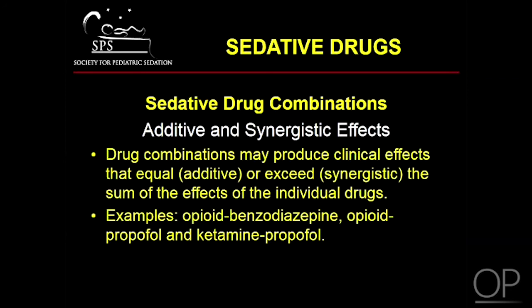Note that while synergy confers an advantage in achieving desirable drug effects, the undesirable effects will also increase. For example, combinations of opioids and benzodiazepines elicit synergy for sedation and analgesia, but also for respiratory depression. Consequently, when using two drugs together, it is wise to begin by using smaller doses of one or both drugs. Common combinations of sedative agents used in procedural sedation include opioids and benzodiazepines, opioids and propofol, and ketamine and propofol.